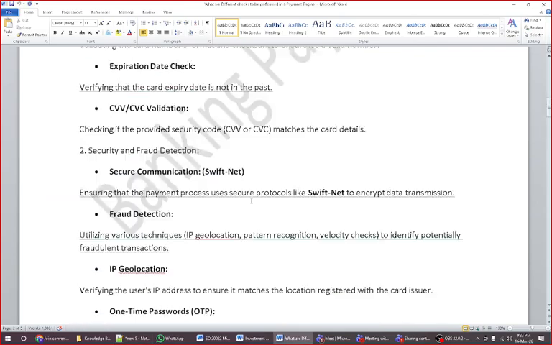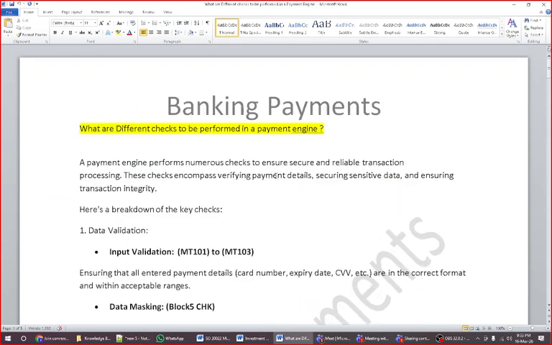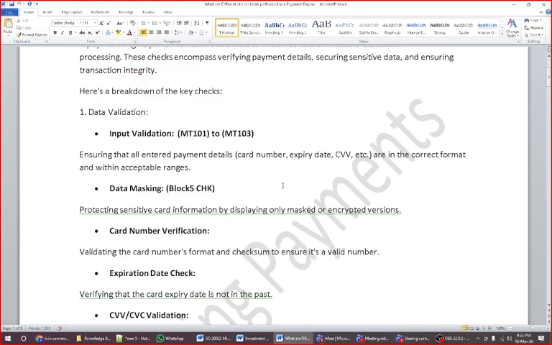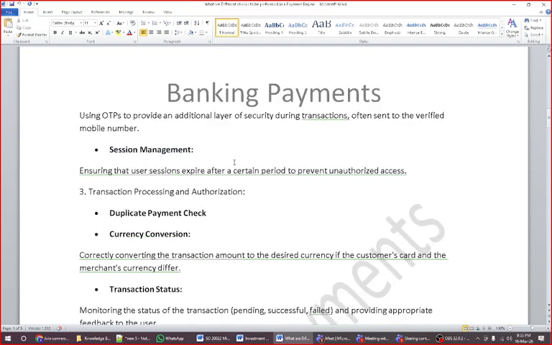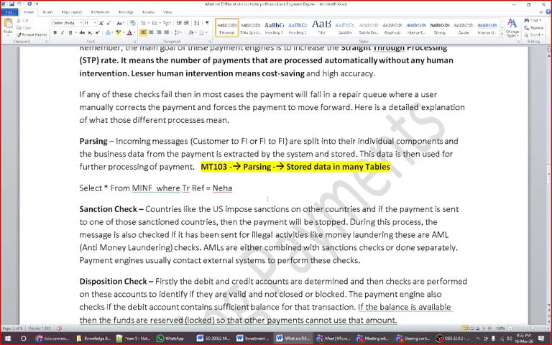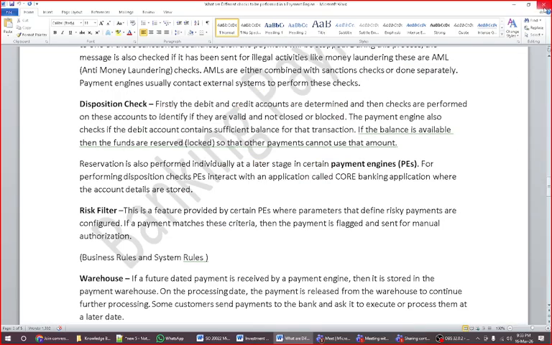Now these are the banking payments. In that, we are going to see how the payment engine works, what the different areas are inside the payment engine when you are sending a payment. This is a part of the cards and payment system. This is also one of the flavors I am going to walk you through.